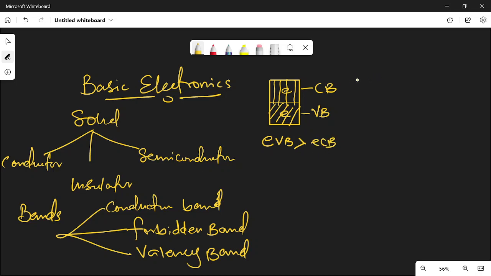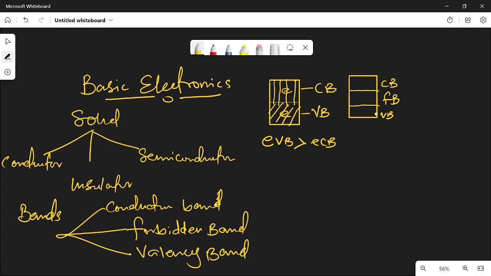But if the material happens to be an insulator, we are going to add that it has a conduction band, it has a valency band, and it has a very wide forbidden band.